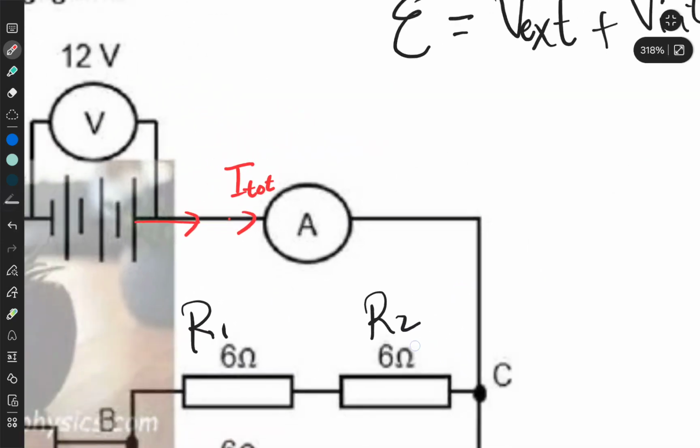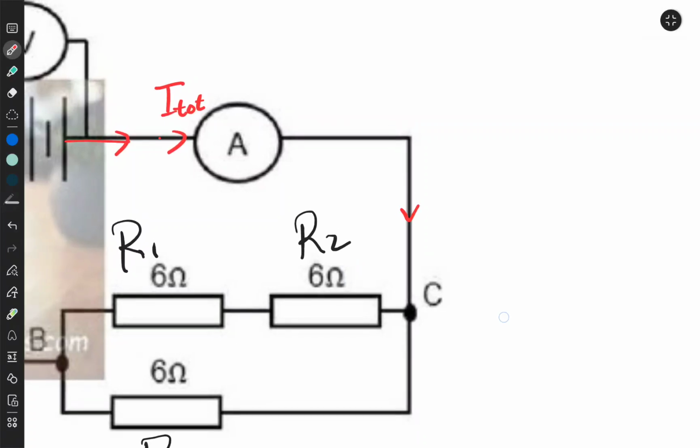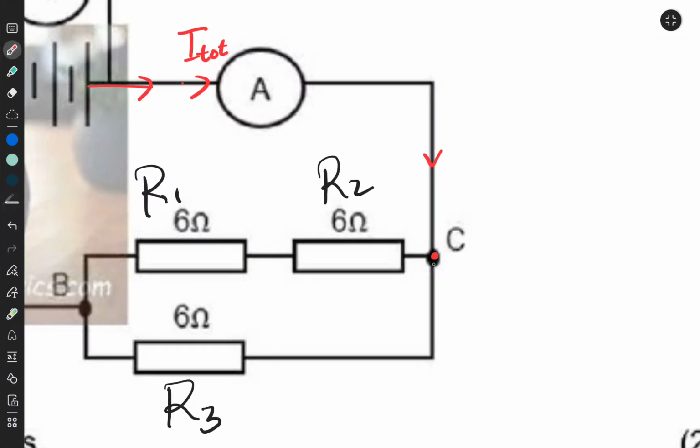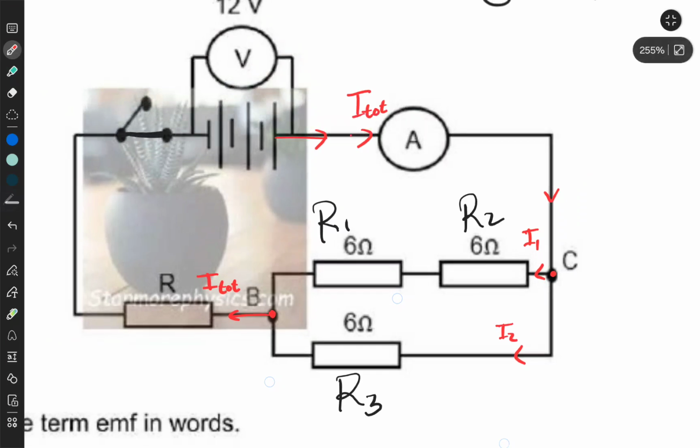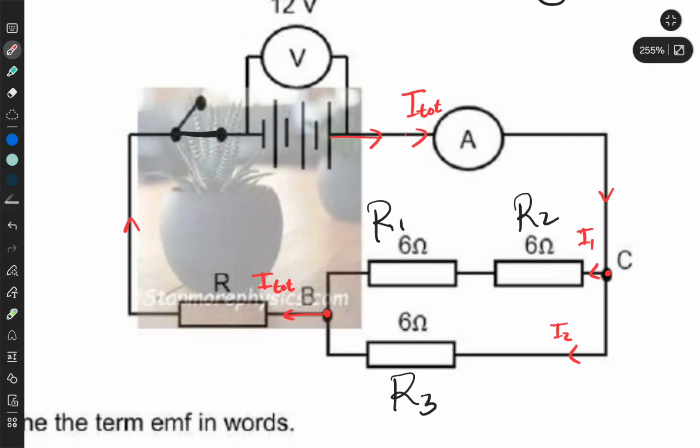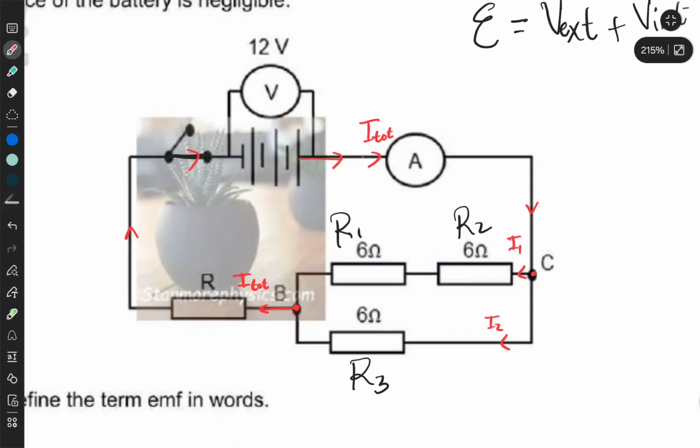All right, so that's total, that's I total. It goes here. When it gets here, it splits. You'll have I1 going here, and then you'll have I2 going to the second branch. Then they meet again here, and they continue. That means the resistor R receives total current. All right, and then it goes back, and then the cycle repeats.